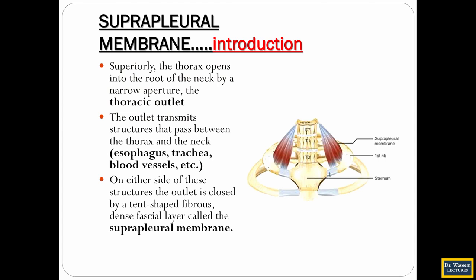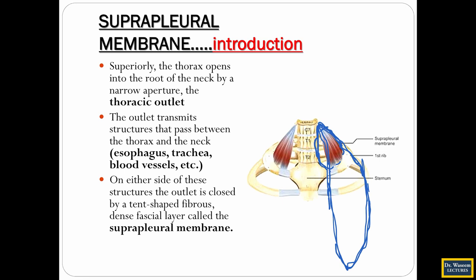You watch this membrane. I have told you that it was actually continuous below with what? Here it is the endothoracic fascia. Above this will become the suprapleural membrane. It will leave the thoracic inlet and will reach up to the base, I say, root of the neck here. So, superiorly the thorax is open into the root of the neck. So, structures can come and go like this.